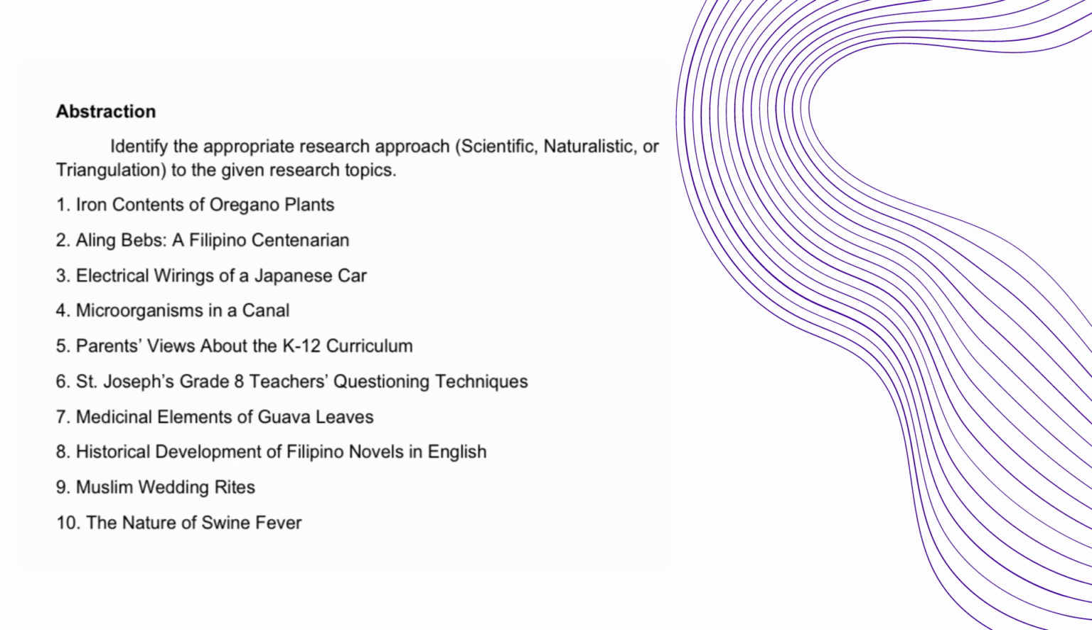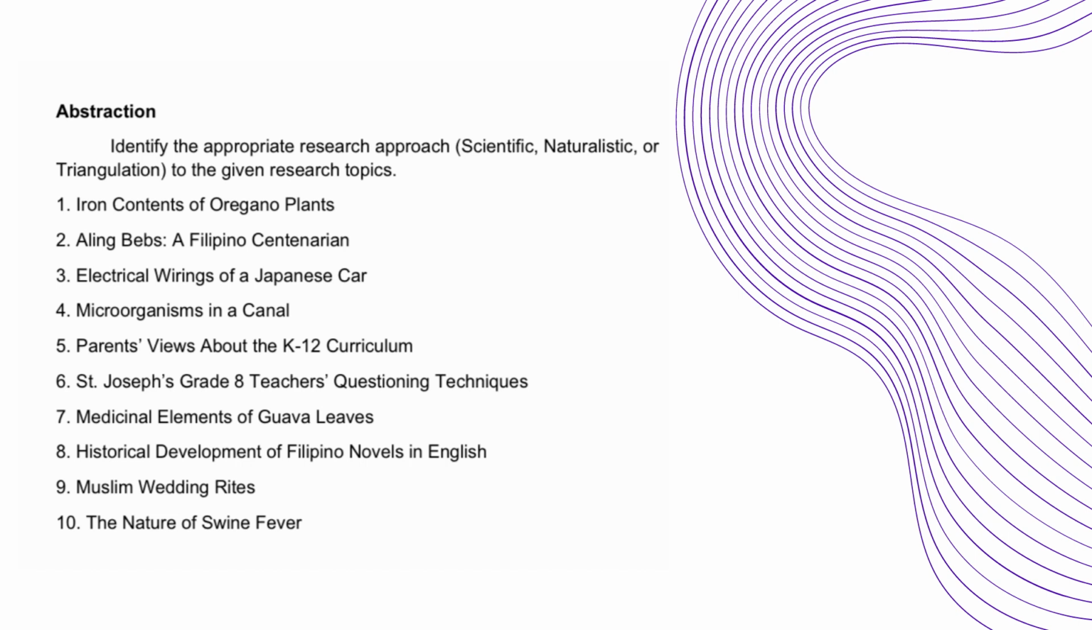This time, in the abstraction portion, let us practice identifying research approaches according to their research titles. Number one, iron contents of oregano plants. To examine the iron contents, you can't just interview or observe the oregano plants. We have to experiment. You have to scientifically deconstruct the oregano plants. The approach should be scientific.